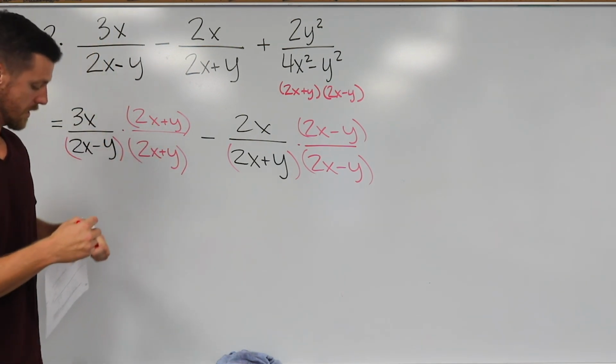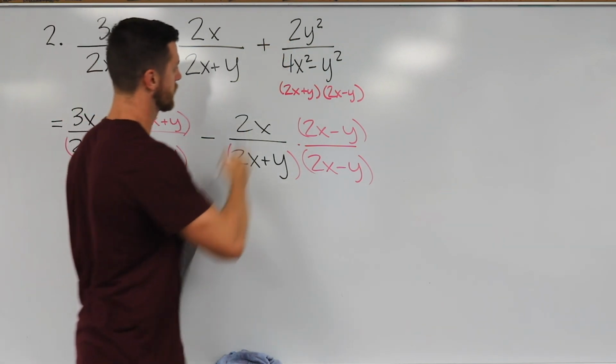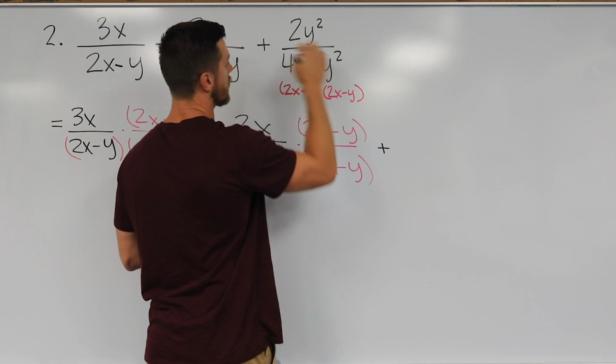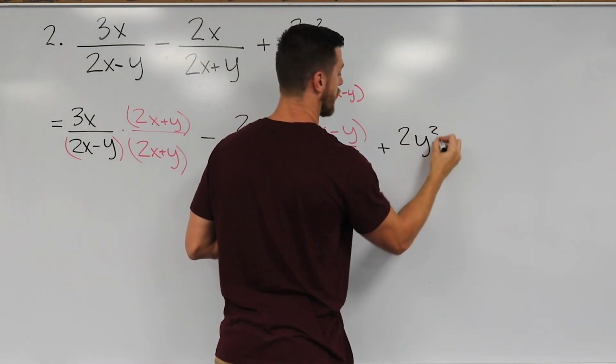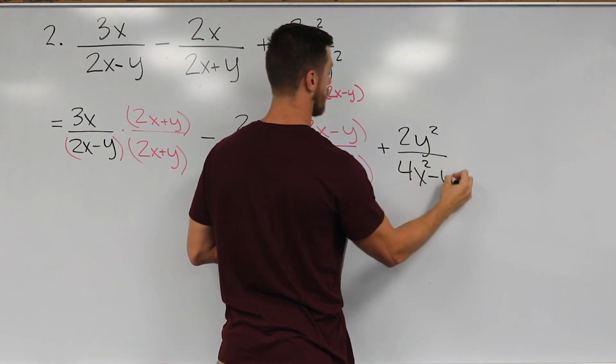Don't forget, last but not least, this one. We don't have to do anything to it. Plus 2y squared divided by 4x squared minus y squared.